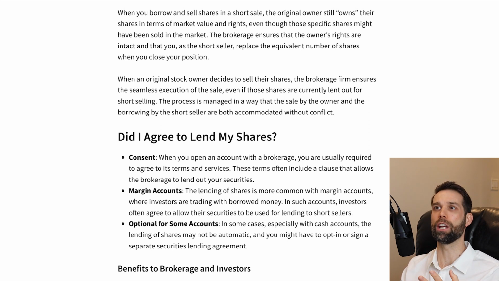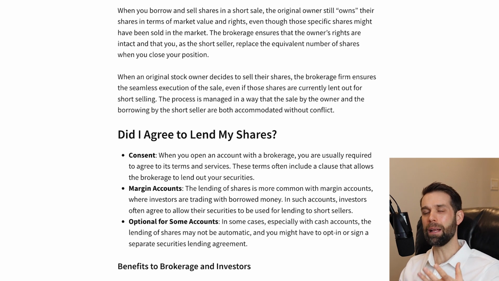when you borrow and sell shares in a short sale, the original owner still owns their shares in terms of market value and rights, even though those specific shares may have been sold in the market. When an original owner decides to sell their shares, the brokerage firm ensures a seamless execution of the sale, even if those shares are currently lent out.